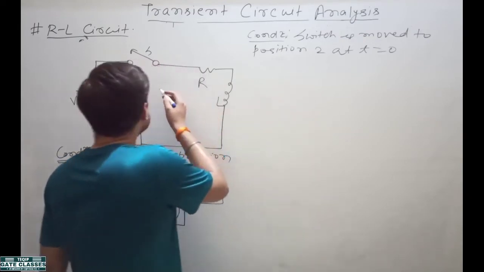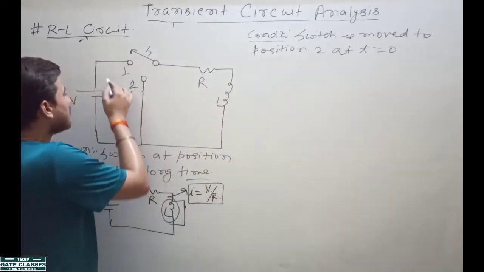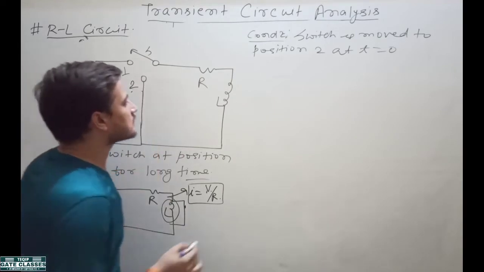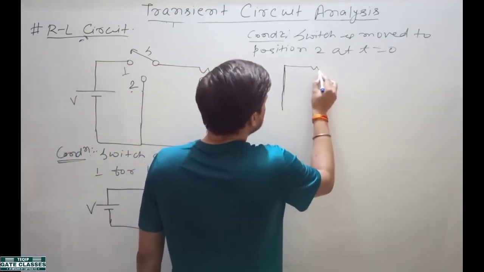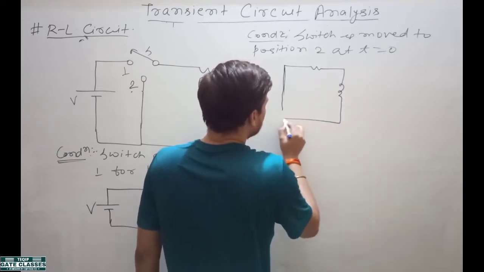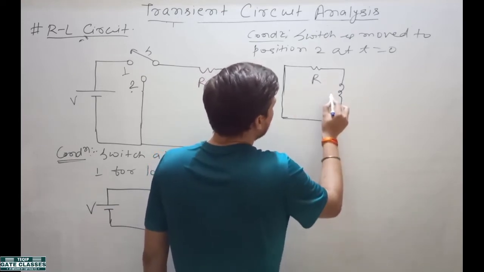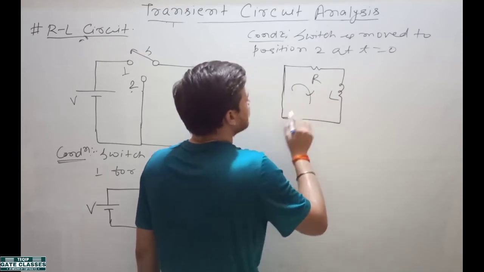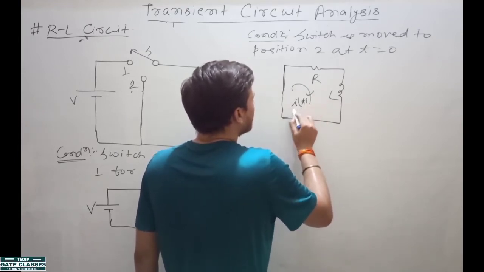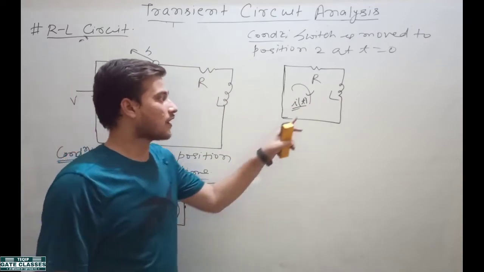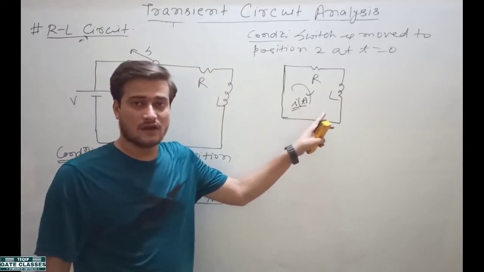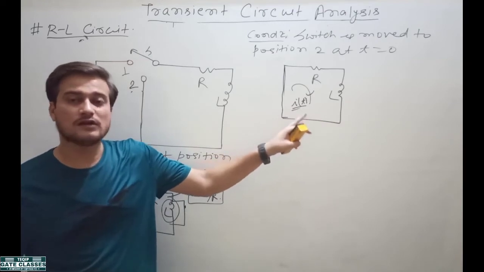If the switch is moved to this position, then this voltage is going to be disconnected. Once the voltage is disconnected, the circuit will be like this one, R and L. The current is I(t). So now I have to derive the expression for this current I(t).